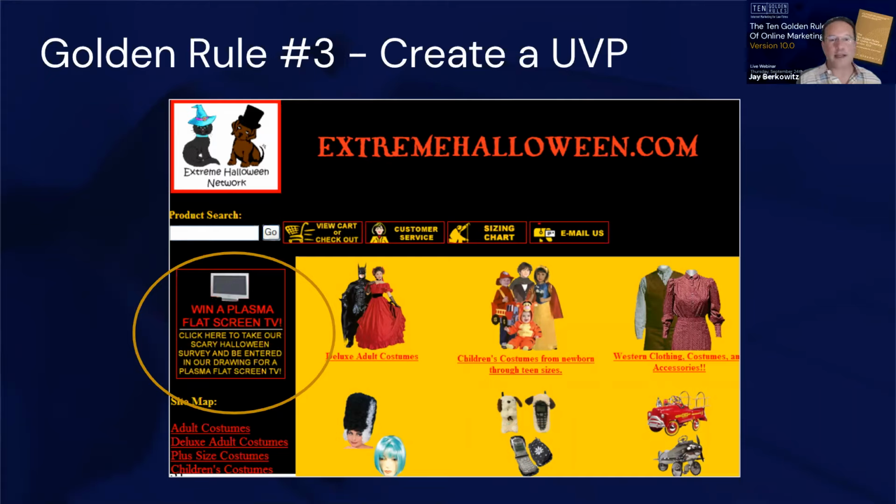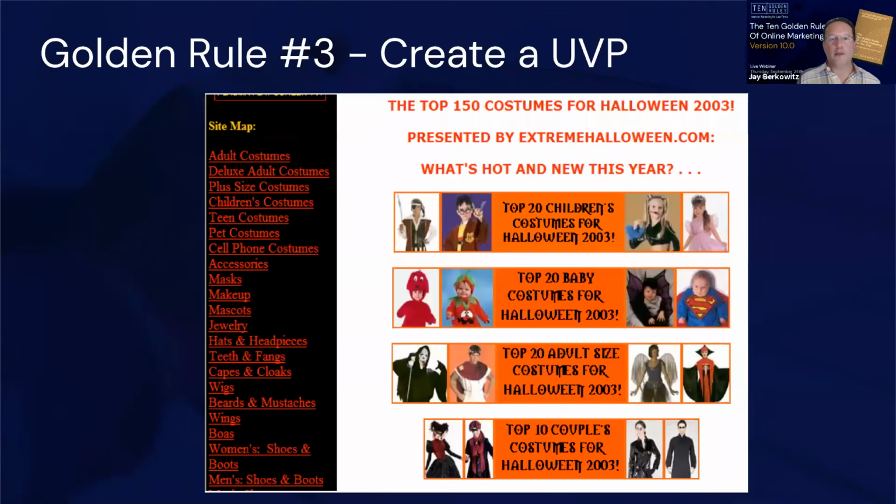And all you had to do was tell us which costumes you liked, or which costumes you liked for your kids. And with the survey results, we created the top 10 and top 20 lists for each different category of costumes. So boys costumes, girls costumes, babies costumes, adult costumes, sexy costumes. We did multiple different versions of these over the next few years. And the power of this was it created another UVP.